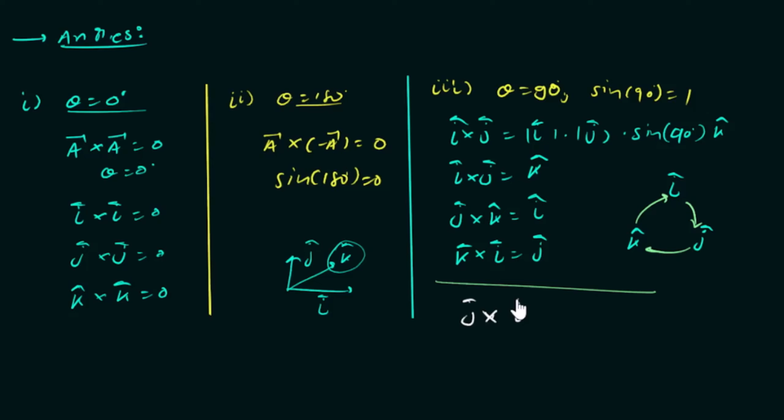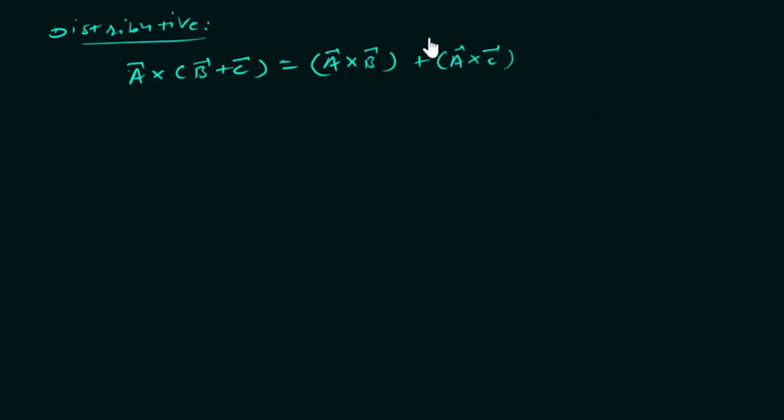Our other property is the distributive property. So in this case we have A cross, in the bracket, B plus C. The resultant will always be A cross B plus A cross C. So we have the addition of two vectors B and C, and we take the cross product of this addition with another vector, so you can distribute the cross product like this.